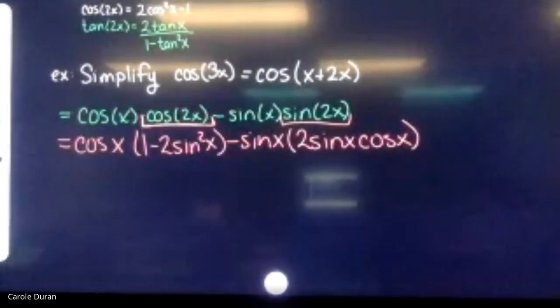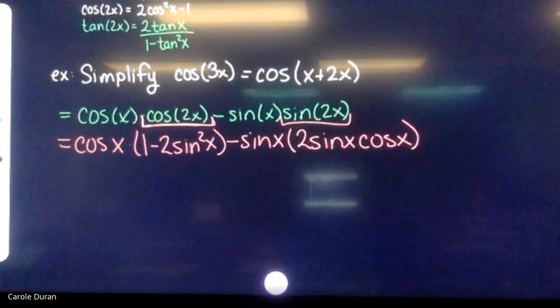That was not FOIL method. We have done no multiplication so far. Literally none. We're about to though.